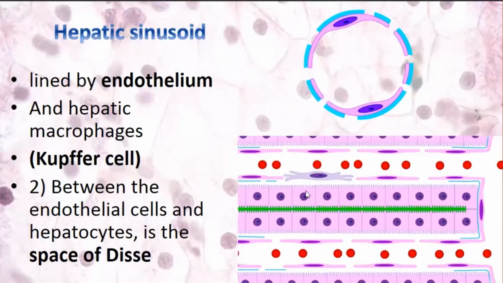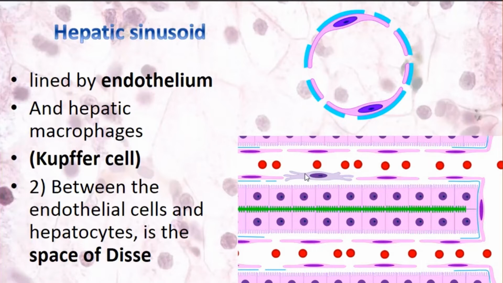And the hepatic sinusoid is a special capillary, a special vessel, which is located between the hepatic plates. It's lined with endothelium. It has a basal membrane with gaps. It's present in the beginning and near the end of the hepatic plate. And also there are hepatic macrophages or stellate macrophages, stellate cells. They are called Kupffer cells.